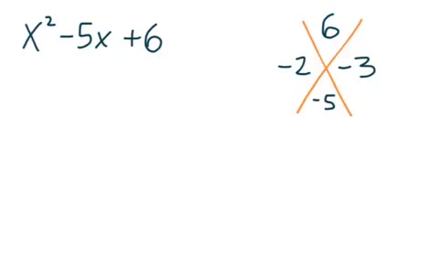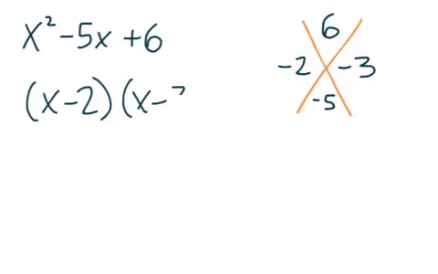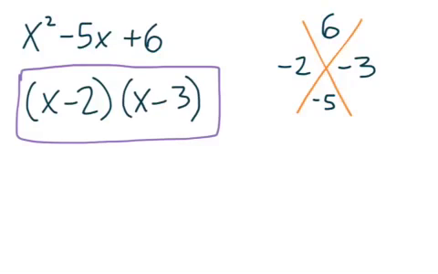So I need to write my factors. I have a negative 2, so my first factor is x minus 2. And I have a negative 3, so my second factor is x minus 3. And that is my final answer. So that's our last example.